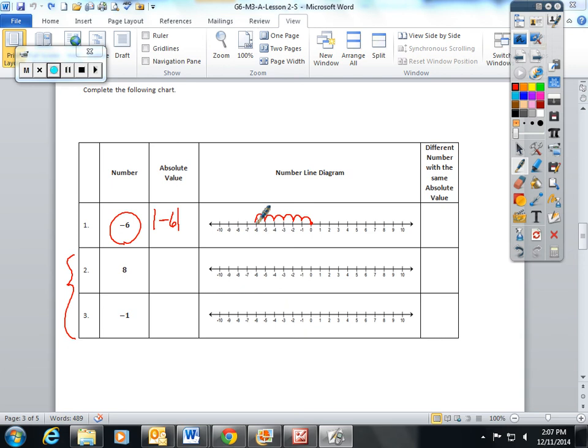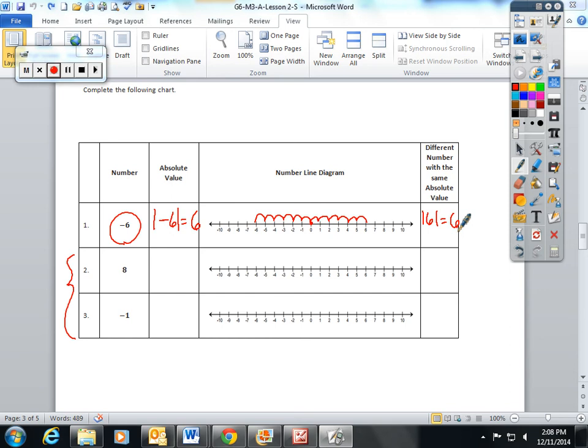Remember, absolute value is the number of spaces a number is away from 0. Negative 6 is a total of 6 spaces away from 0. Okay, so if you look 6 spaces in the other direction, the absolute value of 6 is also going to give you the answer of 6. Okay, so I want you to pause it, and I want you to try numbers 2 and 3 on your own with your partner. Then I want you to hit play and check and see if you got the answers right.